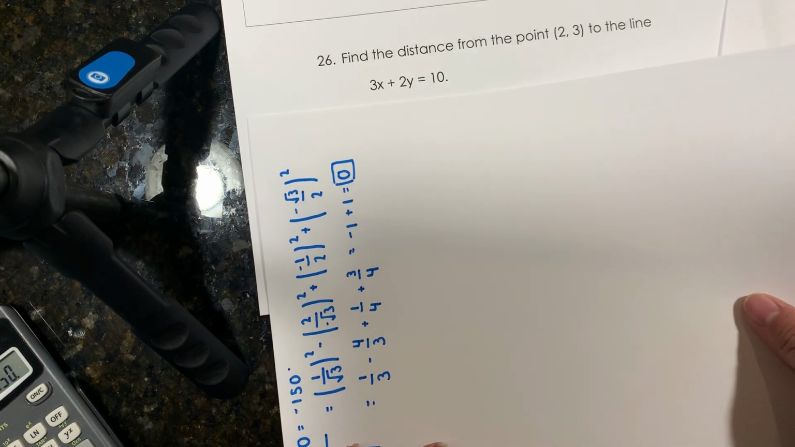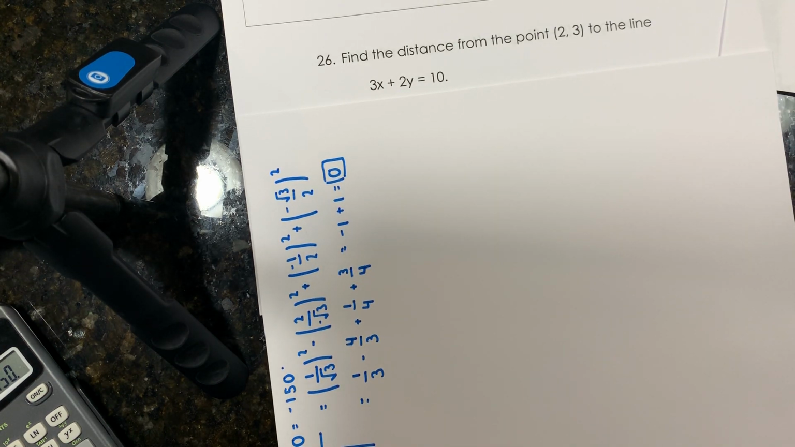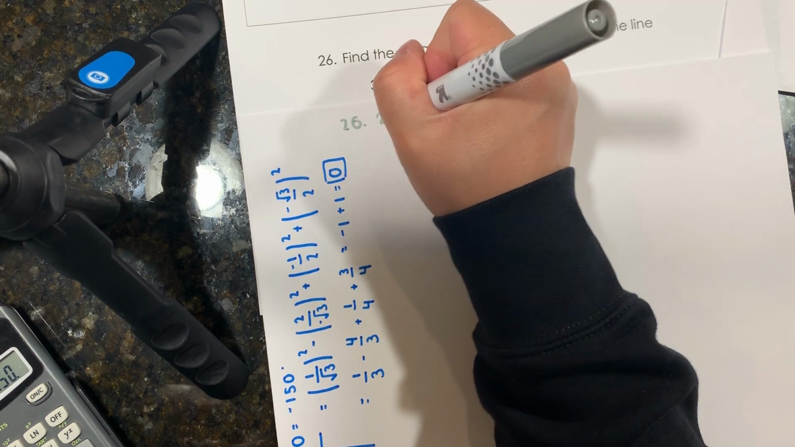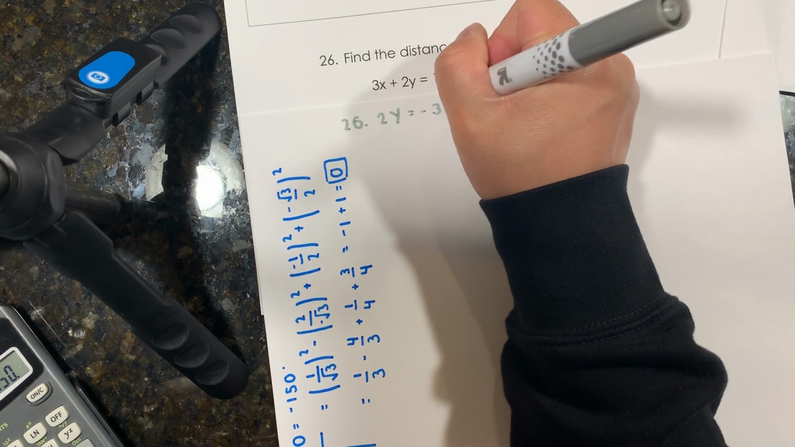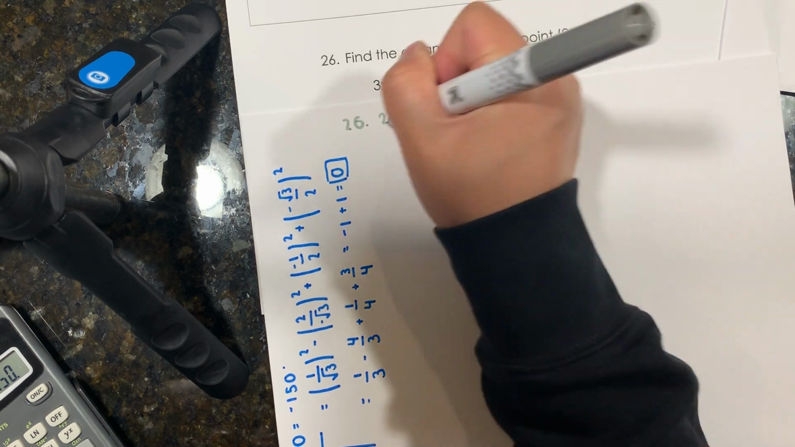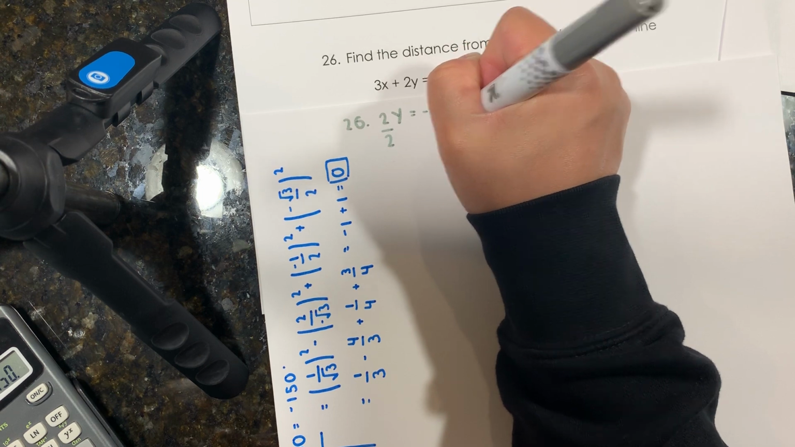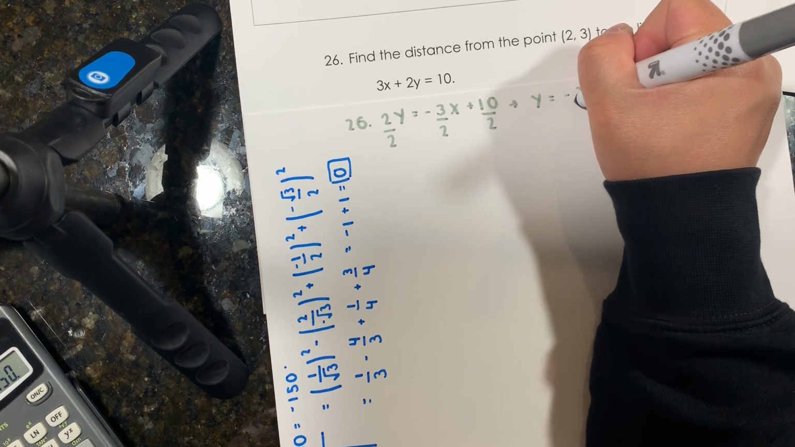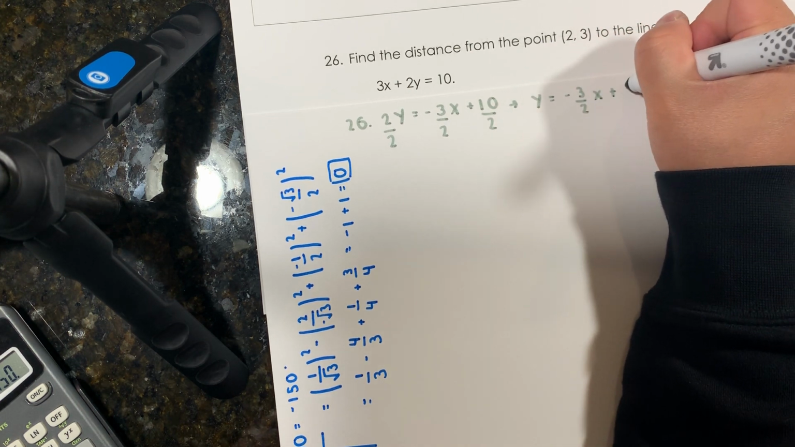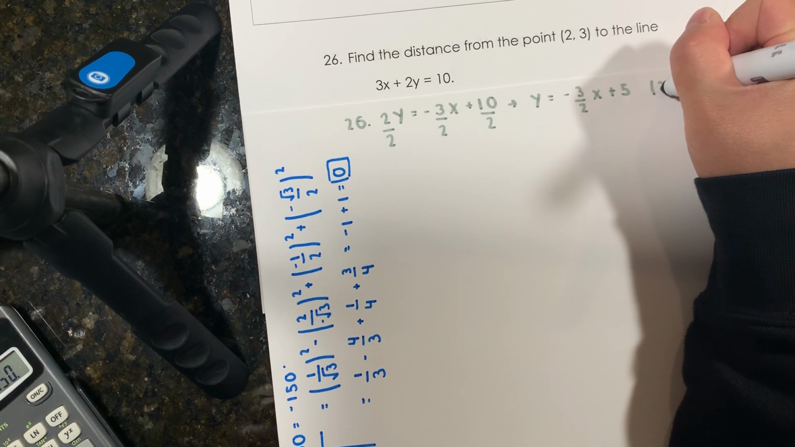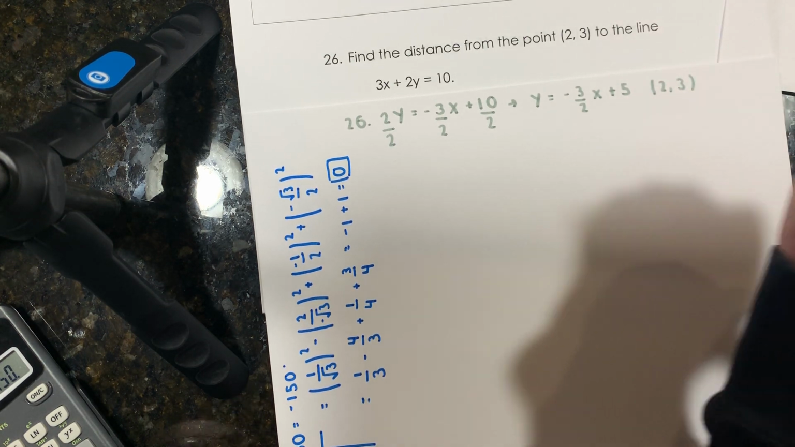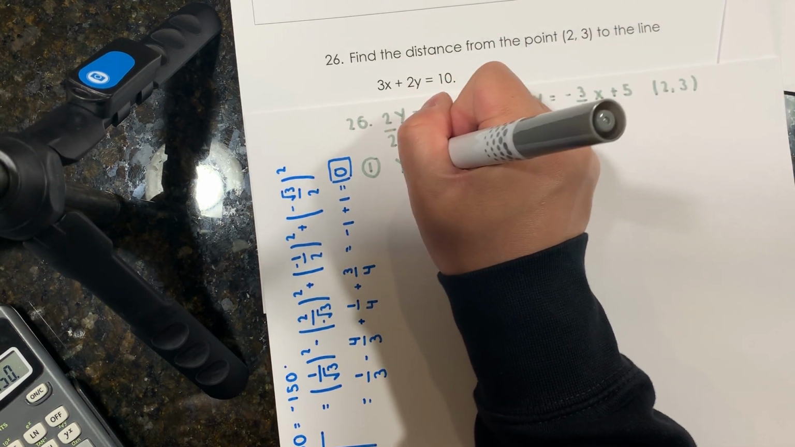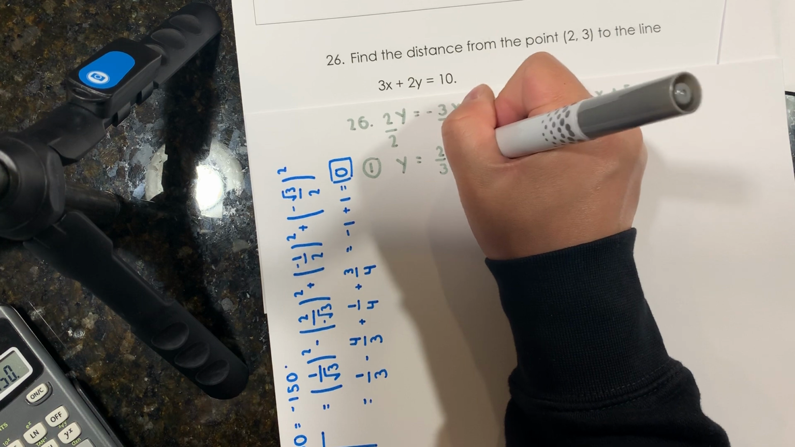Now moving on to number 26. What I'm going to do first is I have to solve my equation for y. So that would be 2y equals negative 3x plus 10. Divide that whole thing by 2. So you should get y is equal to negative 3 over 2 x plus 5. The point that we're looking at is 2, 3. So step number 1 is to find the equation of the line that's perpendicular to this line. So that would be y equals 2/3 x plus b.